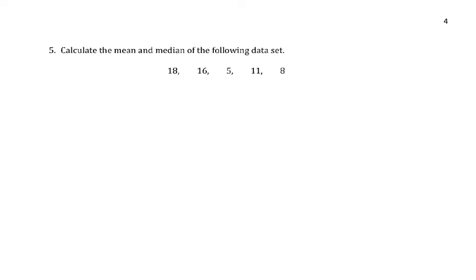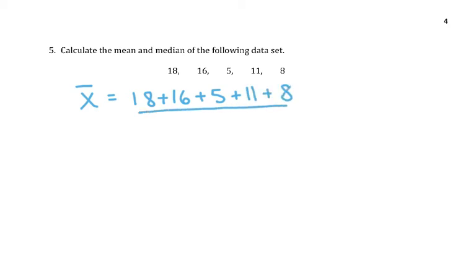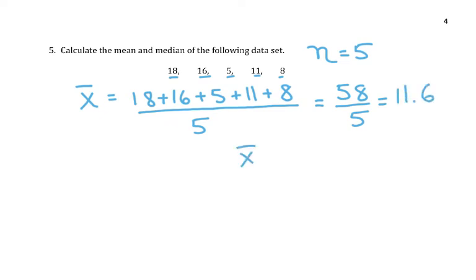Okay. Calculate the mean of the following data set. All right, this is pretty easy. The sample mean, remember, is X with a bar on top. You just add these up. They don't have to be in order or anything. And then what are we going to divide by? Well, the number of observations. We have 1, 2, 3, 4, 5. So divide by 5. And when you do that, you'll get 58 divided by 5, which is 11.6. So that is the sample mean. Not bad.